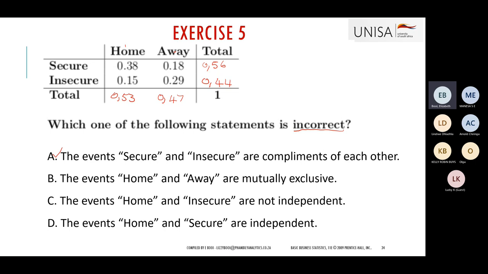The events home and away are mutually exclusive. Therefore, home and away, can they happen at the same time? No, they can't. So the statement is also correct because they cannot happen at the same time. So this statement is correct. They are mutually exclusive.